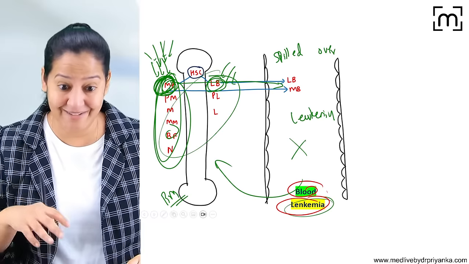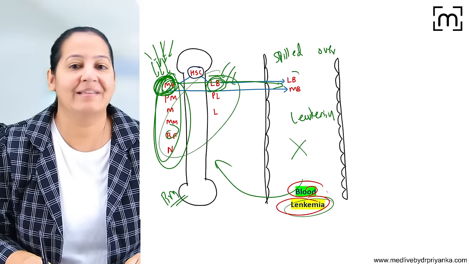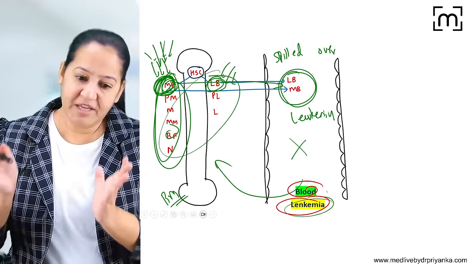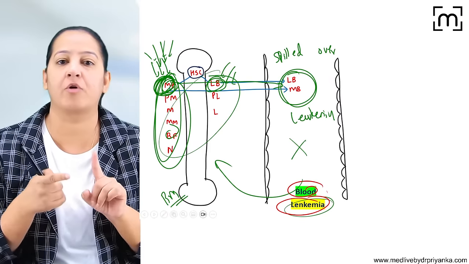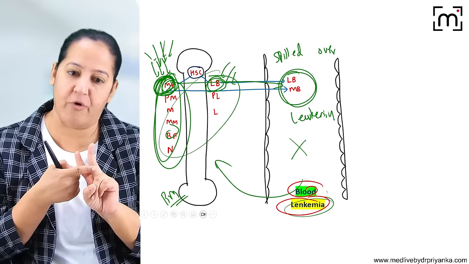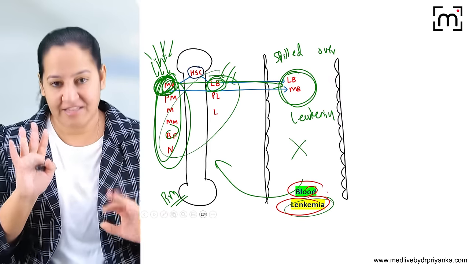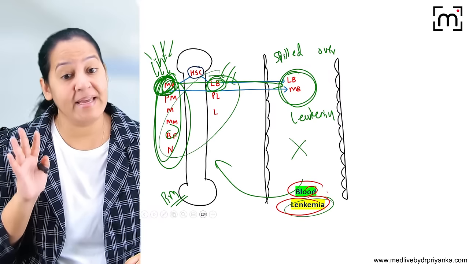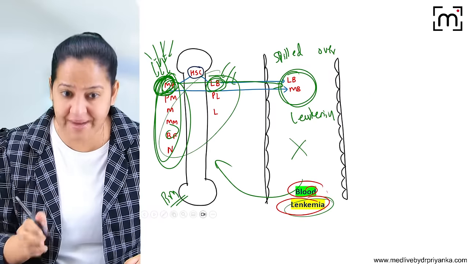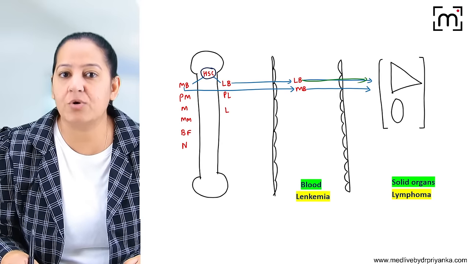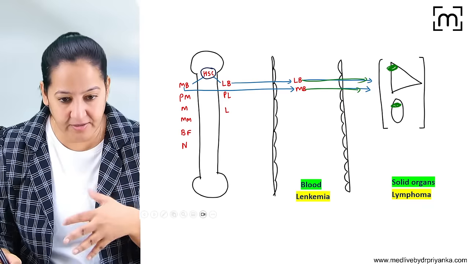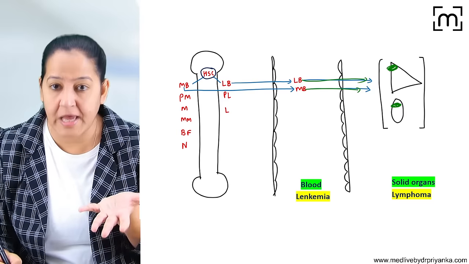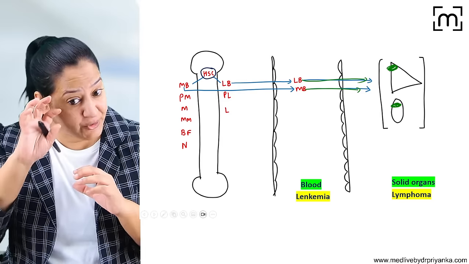That is the basic. Okay, now listen one step further. What ahead? These blasts are coming in the blood. Sometimes they remain only in the blood, okay? Like the chronic leukemias, they remain only in blood. Chronic myeloid leukemia as well as chronic lymphoid, CML as well as CLL. They remain in the blood, okay? But sometimes in certain leukemias, after coming in the blood, they enter into the solid organs and form discrete masses in many solid organs like liver, like spleen, like lymph nodes, producing various discrete masses.